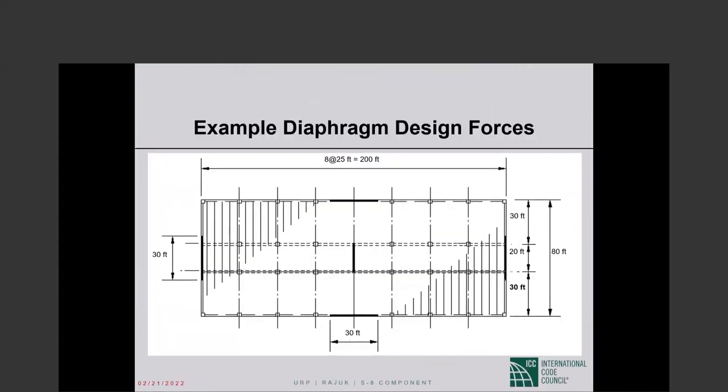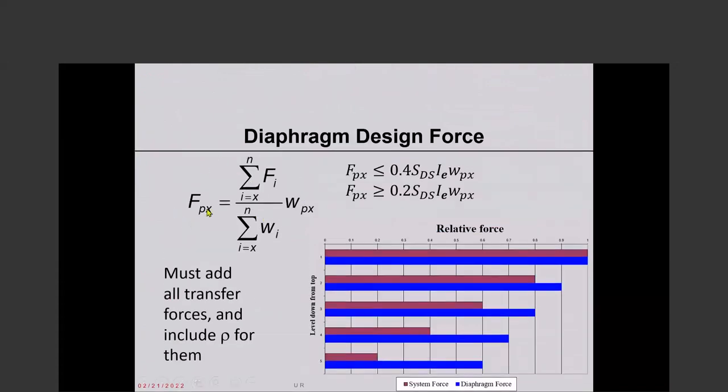I should have mentioned and didn't somehow that this force F sub px has an upper bound on it beyond which you need not go. If you go above, no penalty, but you need not. The upper bound is 40% of S sub ds, the short period design spectral acceleration, times the importance factor, and again the weight tributary to the diaphragm at level x. The diaphragm design force also has a lower bound on it below which you shall not go. The lower bound is mandatory, the upper bound is up to you. The lower bound is 20% of S sub ds times I times W.